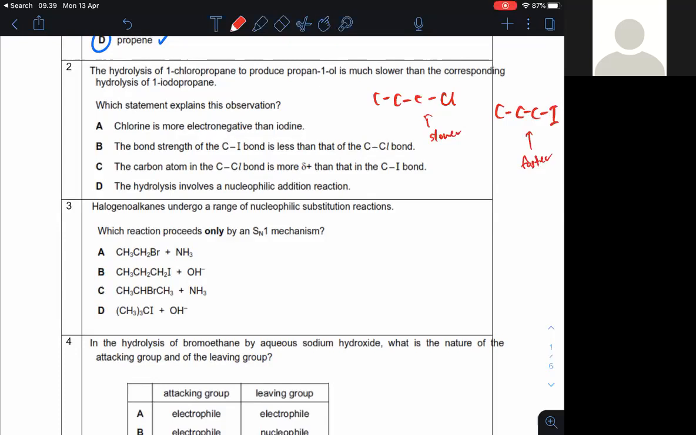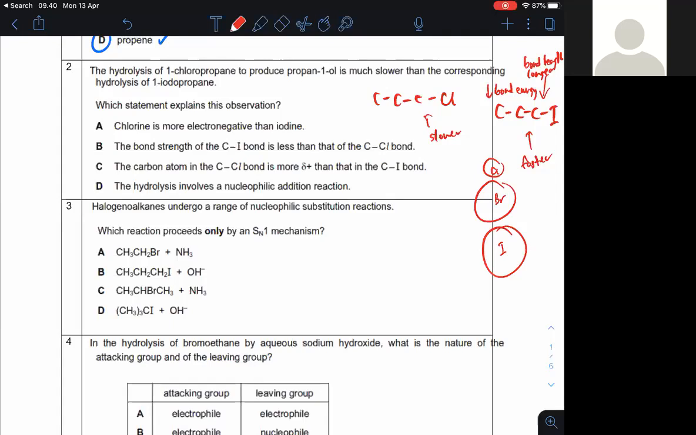The reason why it's faster is that the bond between the carbon and the iodine should be easier to break. You should know that as you go down group 7 or 17, from Cl to Br to I, the atomic radius gets bigger and bigger. So the bond length is going to be longer. If you have a longer bond length, you are going to have less bond energy, so it's easier to break them.